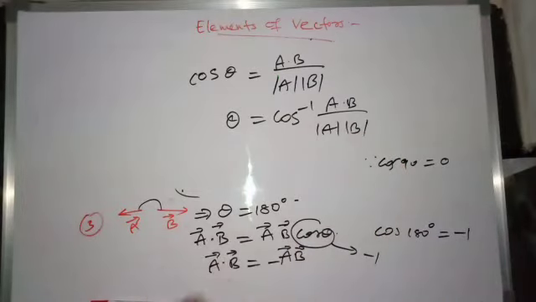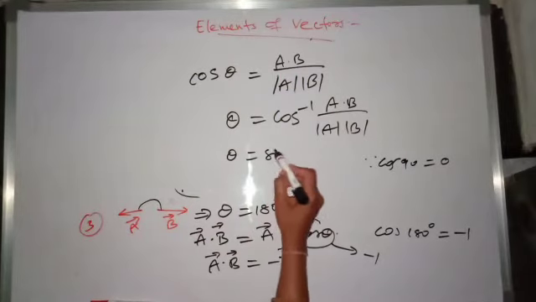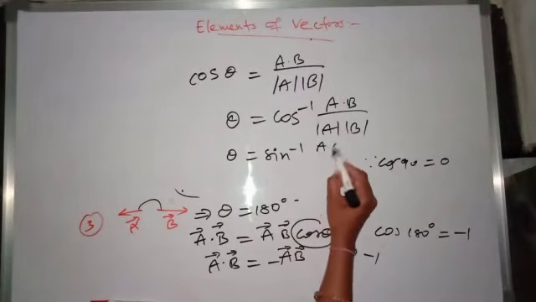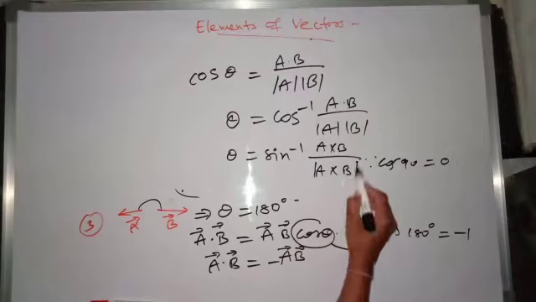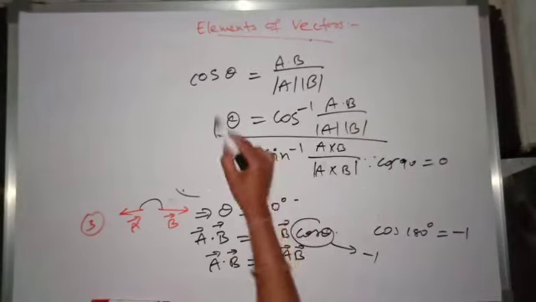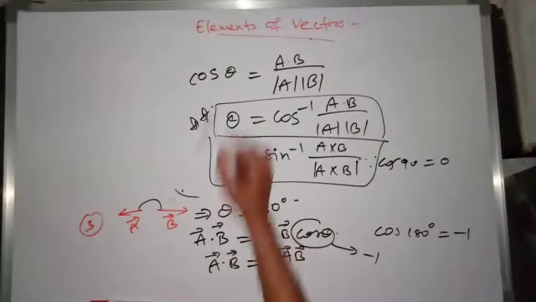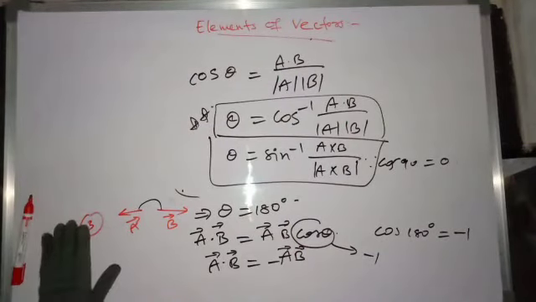And coming to the vector product, theta is equal to sin inverse of the modulus of A cross B by mod A mod B. Just remember these two equations. Very important for your ECET examination.